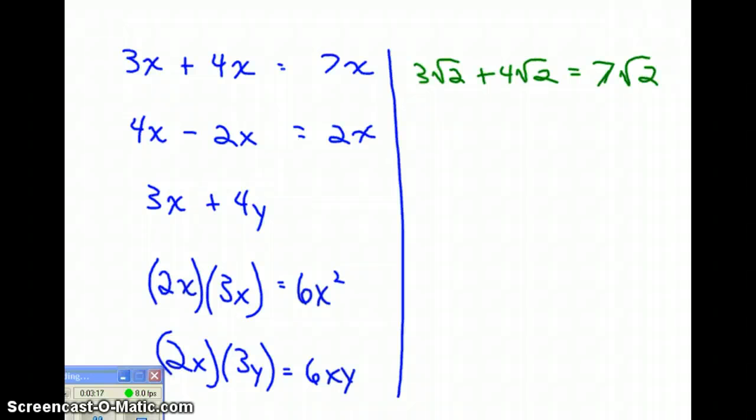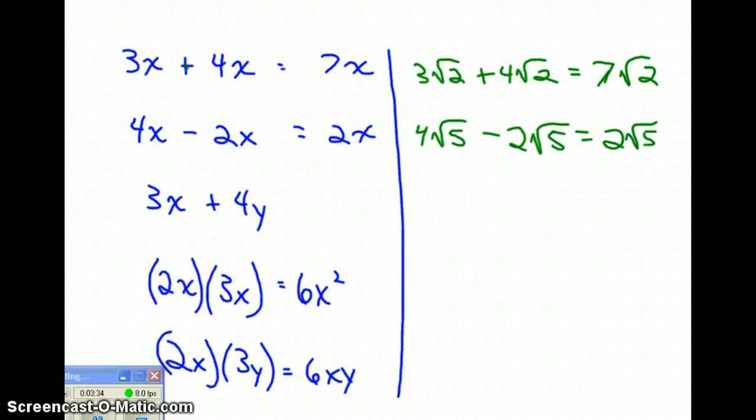But I'm not multiplying the square root of 2. I'm adding. When we get down here, yes, it will change. But here I'm just adding. Right? So here, this is the same. I'm still going to take 4 square roots of 5 minus 2 square roots of 5, which is 2 square roots of 5. I don't do anything different.